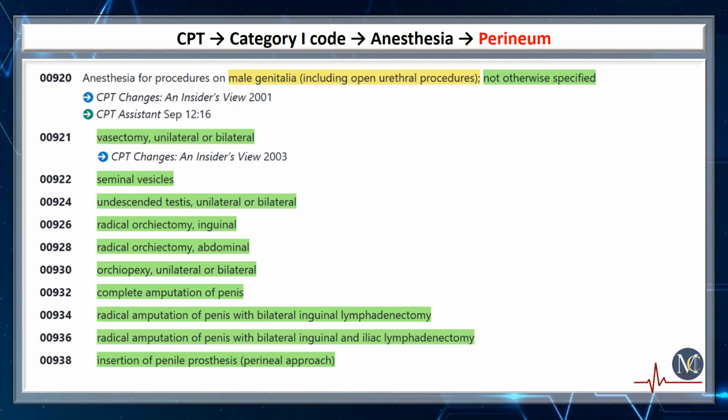Next code is 00922, seminal vesicles. The provider performs anesthesia service for a patient undergoing a procedure related to seminal vesicles, which are glands secreting the components of semen. Next code is 00924, undescended testes, unilateral or bilateral.